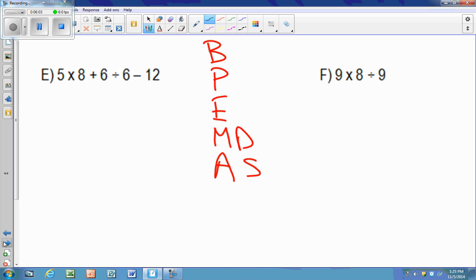So the first thing, there's multiple things up here. There is multiplication and there is division. But I see that the multiplication comes first in this problem, so that is what I do first. So 5 times 8 is 40. And I rewrite everything else.